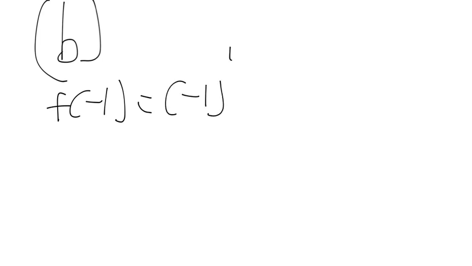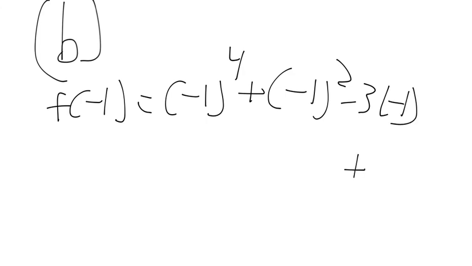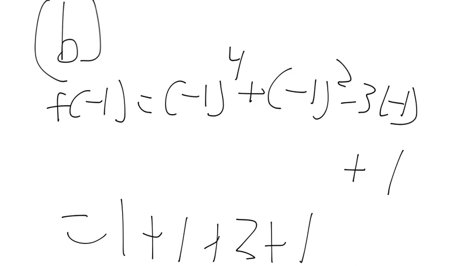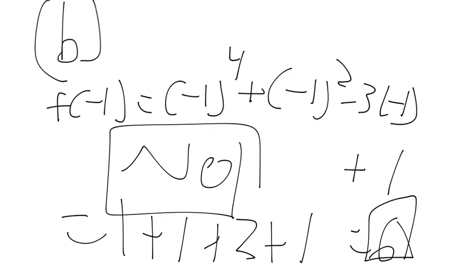Now for part B, f of x equals x to the 4th plus x squared minus 3x plus 1. You can plug negative 1 into our function. So instead of x to the 4th, it would be negative 1 to the 4th. Instead of x squared, it would be negative 1 squared. Instead of minus 3 times x, it would be minus 3 times negative 1, and then plus 1. So negative 1 to the 4th is positive 1. Negative 1 squared is positive 1, so 1 plus 1. Then negative 3 times negative 1 would be positive 3. And then plus 1 tells you that the remainder would be 6. So no, negative 1 is not a factor of this function.